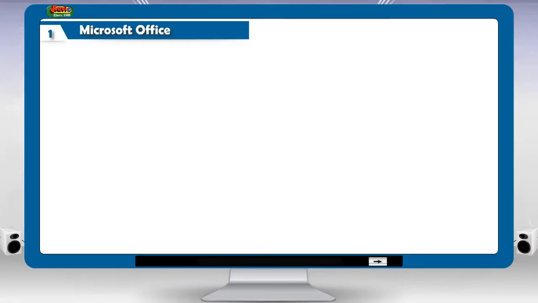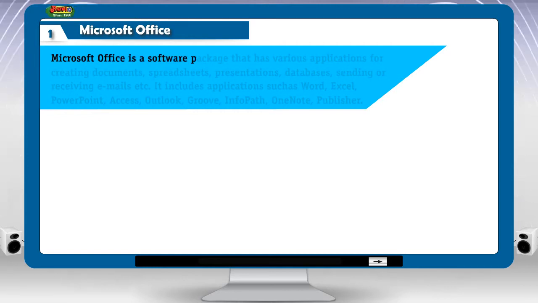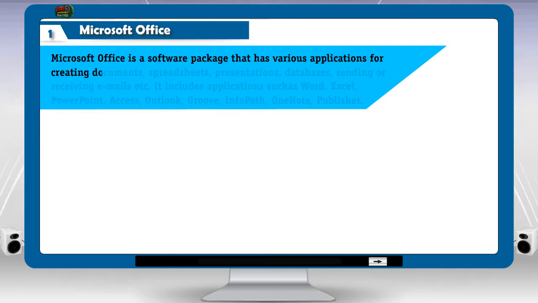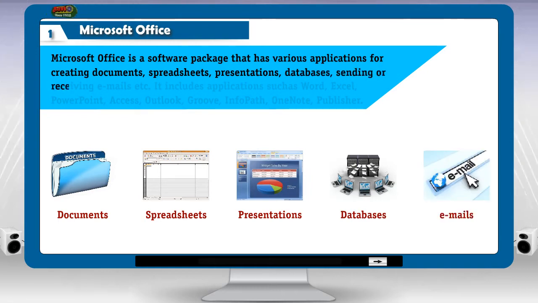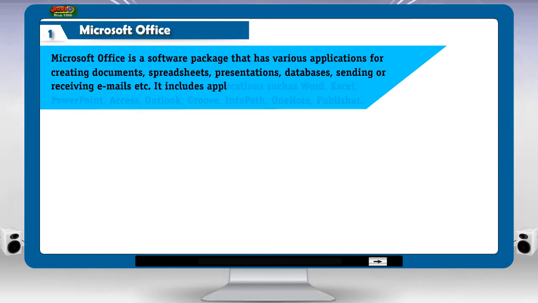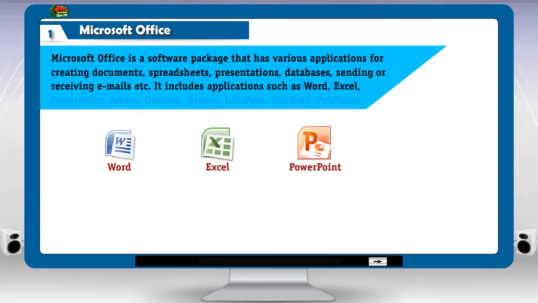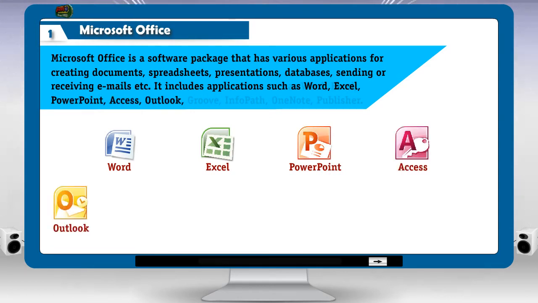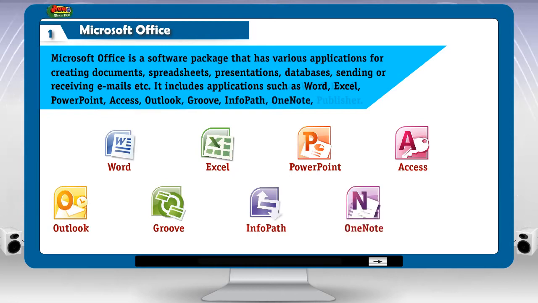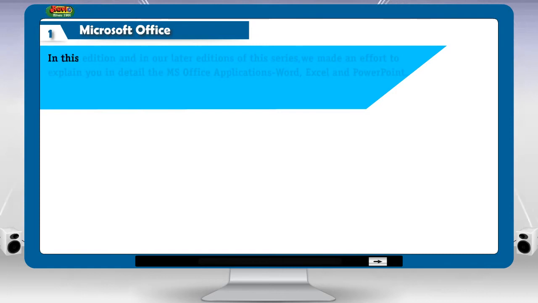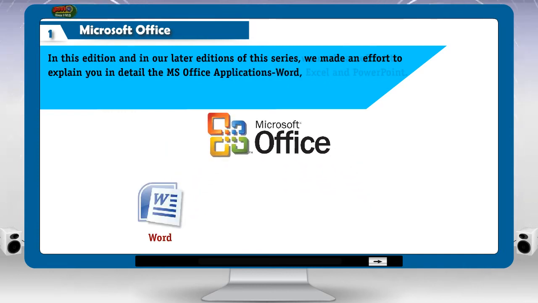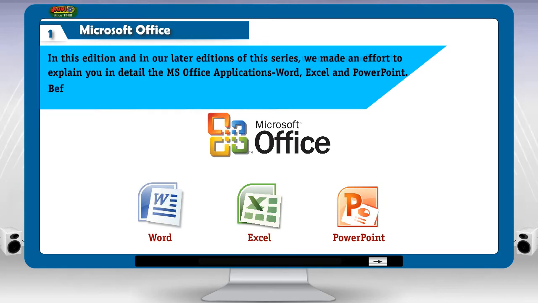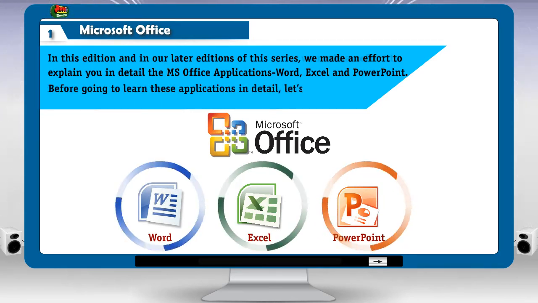1. Microsoft Office. Microsoft Office is a software package that has various applications for creating documents, spreadsheets, presentations, databases, sending or receiving emails, etc. It includes applications such as Word, Excel, PowerPoint, Access, Outlook, Groove, InfoPath, OneNote, Publisher. In this edition and in our later editions of this series, we made an effort to explain to you in detail the MS Office applications Word, Excel, and PowerPoint.